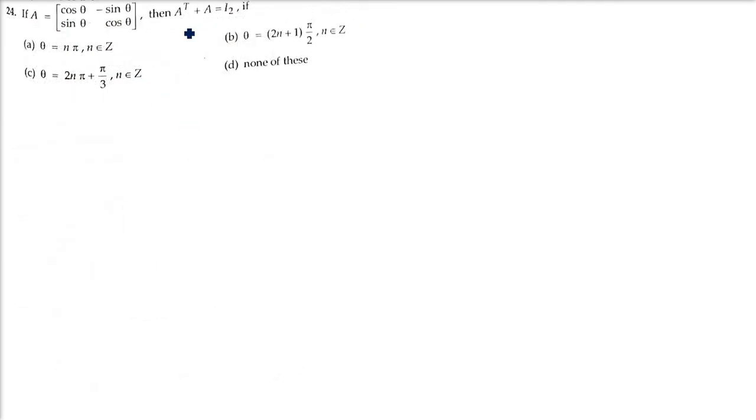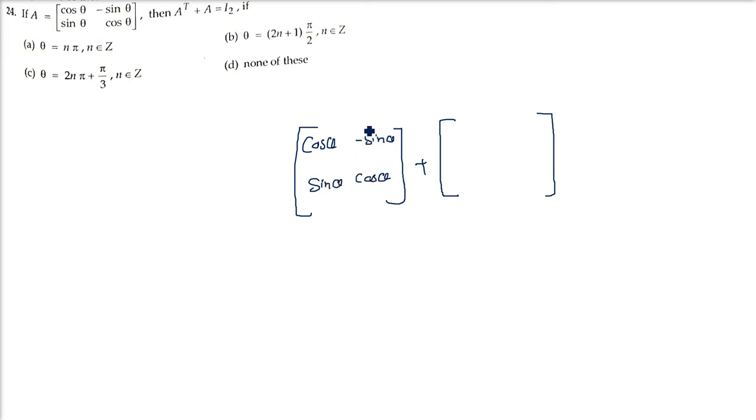If A is given like this, A transpose plus A is the identity matrix. So we'll take the A, that is this one, and A transpose. You can add A transpose with A or A plus A transpose, it remains the same, because addition is commutative. So we have cos theta, minus sin theta, cos theta. Let us take the transpose, so row will become column. First cos theta will come, then we have minus sin theta. Here also the row will become column, sin theta, cos theta, and this is equal to the identity matrix.